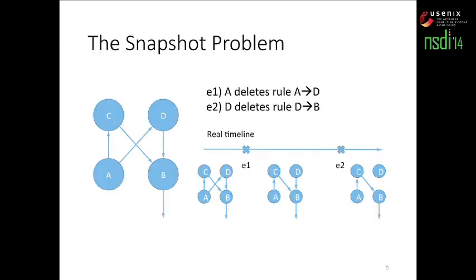Now let's look at this snapshot problem. Assume that in our network, two things happen.